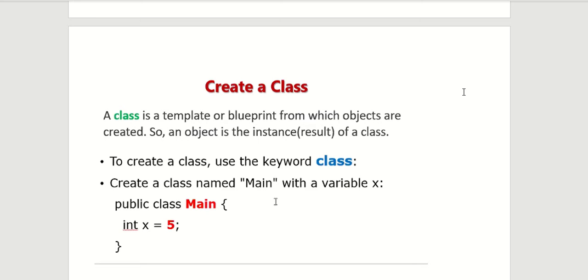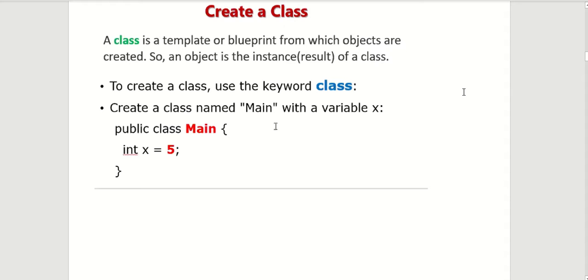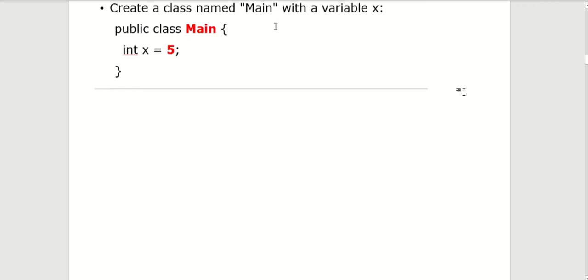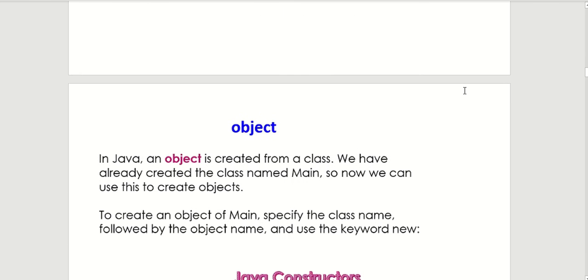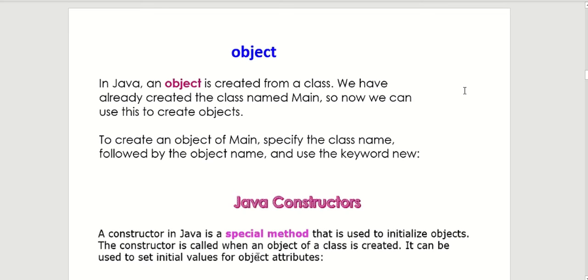To create a class, use the word class. Create a class named Main with the variable x: public class Main. And here we put the attributes and the steps of this class. And then we have the object. An object is created from a class. We have already created the class named Main, so now we can use it to create objects. To create an object of Main, specify the class name followed by the object name, and use the keyword new. Very simple.